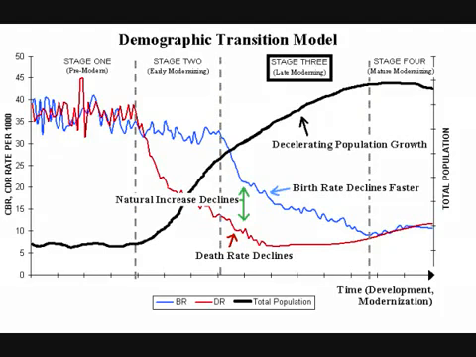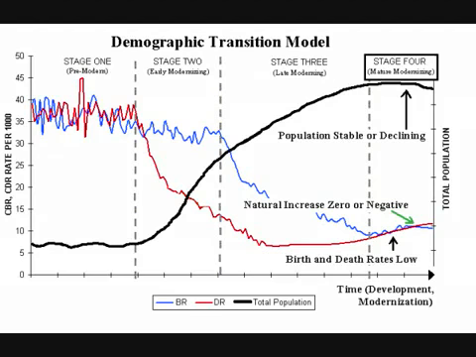You still see continuing improvements in things like infant mortality, so the death rate continues to decline. But the birth rate begins to decline even faster, and as a result, that gap between birth rates and death rates begins to narrow. That is to say, natural increase begins to diminish. And the population continues to grow, but it grows at a decelerating pace. A very large number of countries in the world today are in stage 3 of the demographic transition.